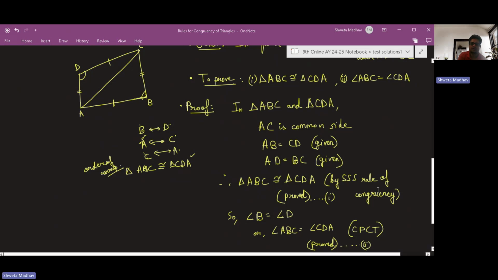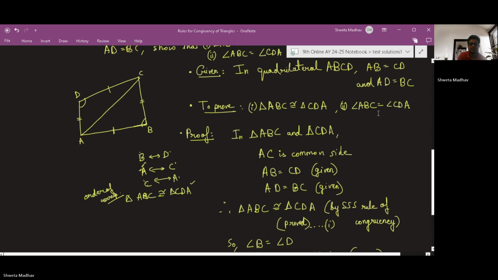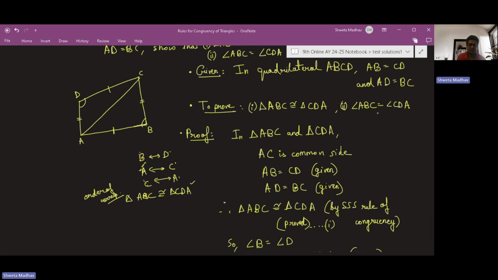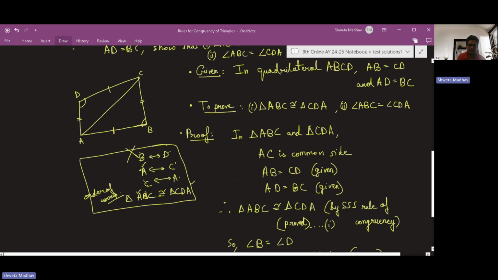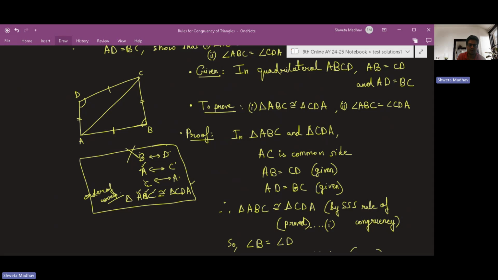So in this way, we have to write any geometrical proofs. And this part we don't have to write, which I told. This part no need to write, but I told it simply for the explanation that we have to write the names of the vertices in the same order of their correspondence.